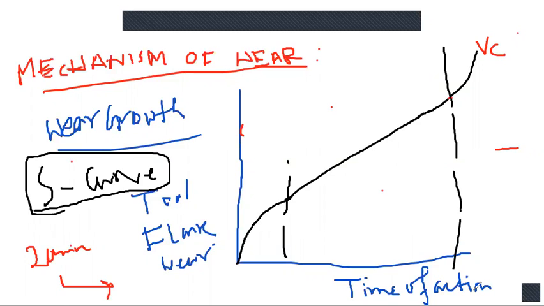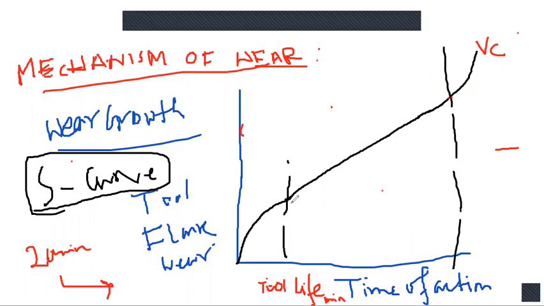The time duration between the first contact of the tool with the job and the point where the principal cutting edge becomes blunt, this time duration is called the life of the tool. In between we have the break-in period, uniform wear, and catastrophic failure. So the life of the tool is the time of action, which is tool life in minutes.